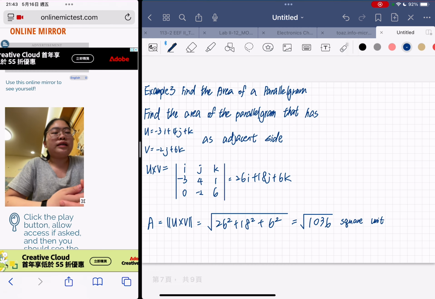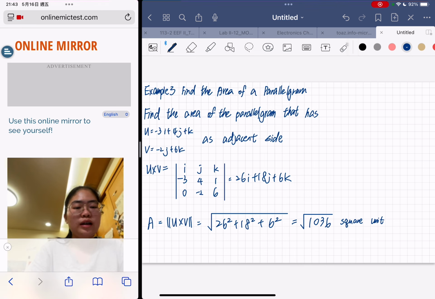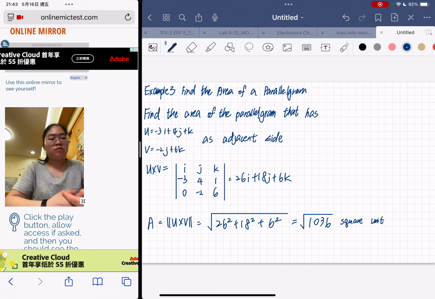And let's look at this example. Example 3. Find the area of a parallelogram. Find the area of the parallelogram that has vectors U = −3i + 4j + k and V = −2j + 6k as adjacent sides. Let's first find U × V in determinant form. We put i, j, k, −3, 4, 1, 0, −2, 6 into the determinant, and it equals 26i + 18j + 6k.